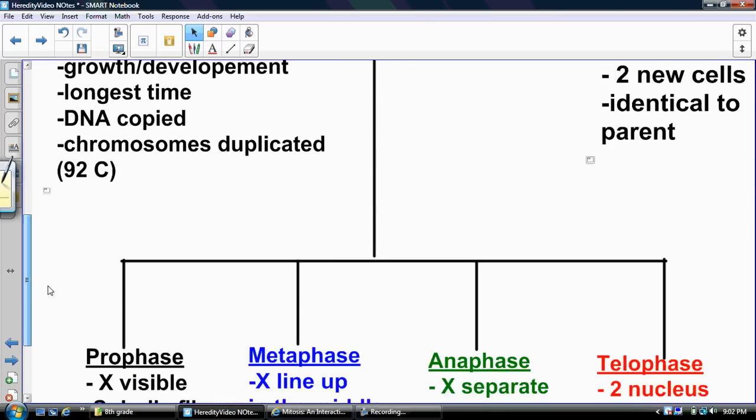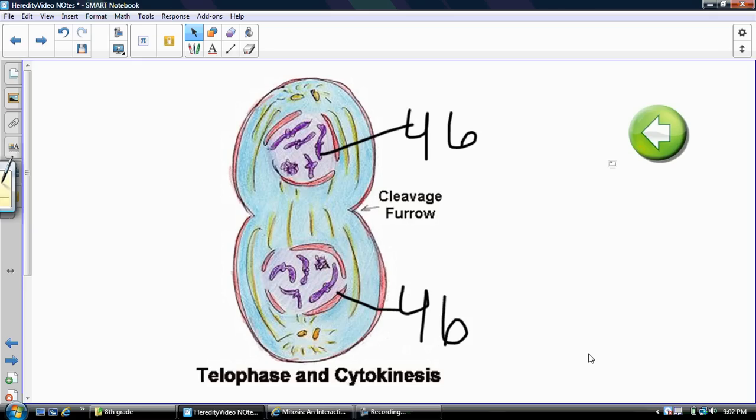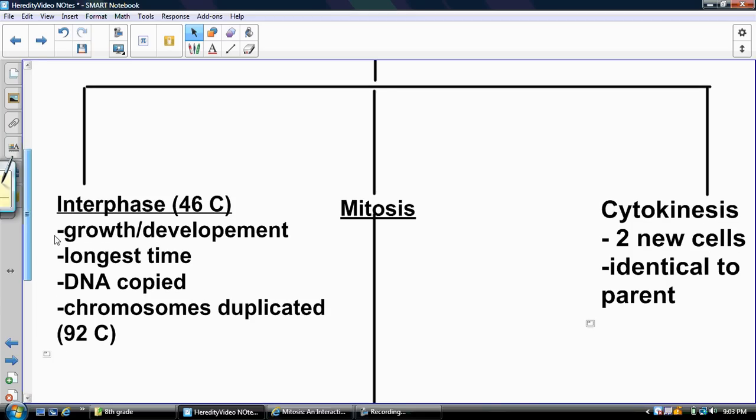Then the last phase of mitosis is telophase. Basically two nuclei form around the chromosomes and your cytoplasm starts to separate. So you start to see a nucleus forming around those 46 chromosomes on either side of the cell. The cytoplasm starts to separate and it looks like a peanut shape. And then the last phase of the cell cycle is cytokinesis. You have two new cells forming identical to the parent.